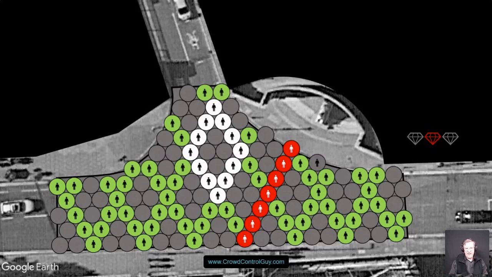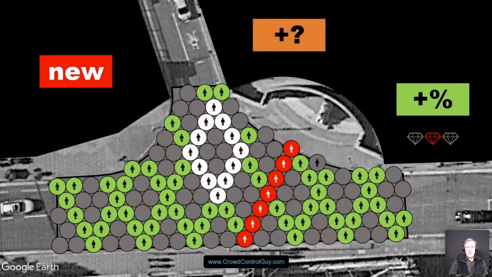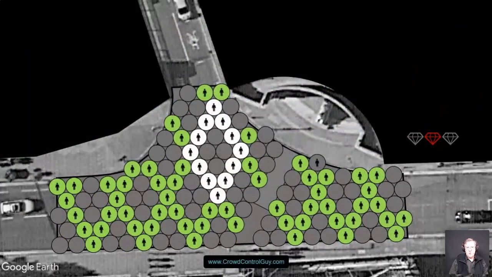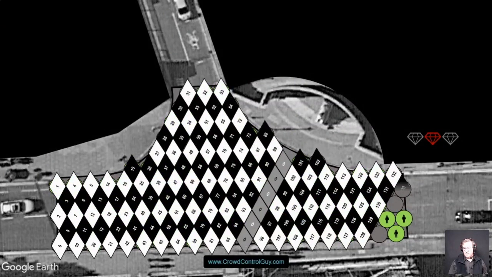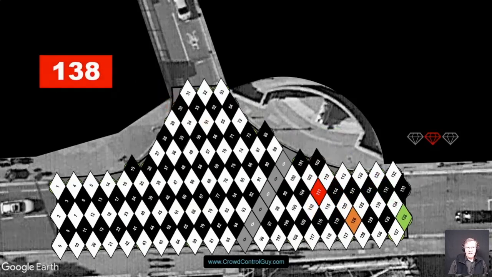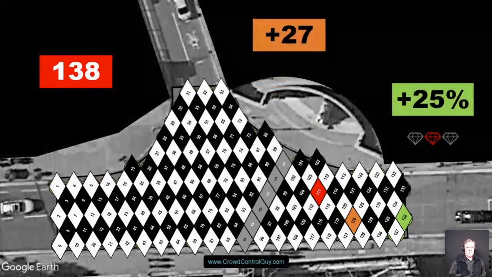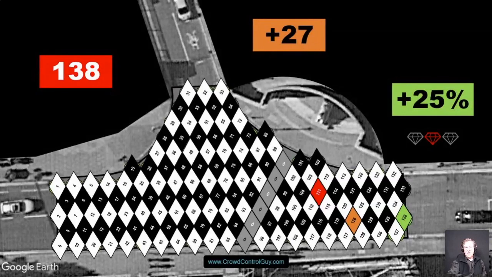So what are we after here? Another 8, another 10. Would you be happy with 130, 132? Are you counting them? So what are we going for? Well, let's have a look. If I was going to draw them all out, the solution is diamonds. There's 111. There is the 126 we had. We now have, ladies and gentlemen, 138. We're up 27 and we've just slotted an extra 25% physically distanced people in that area.